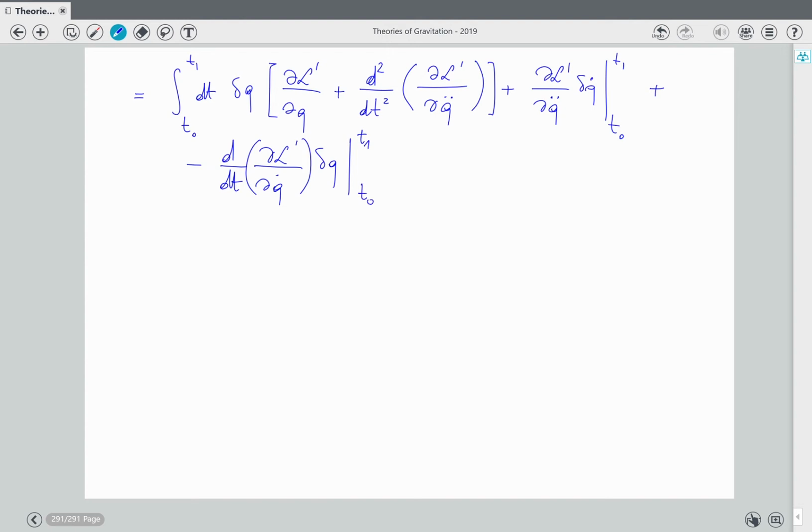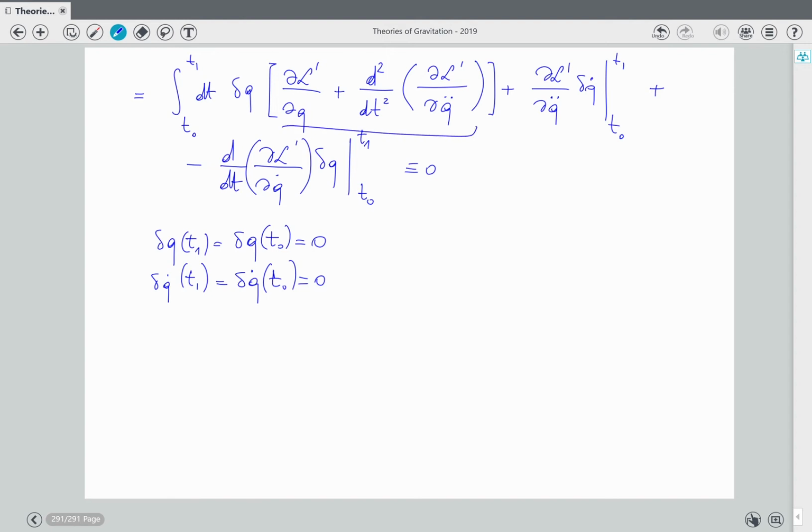T0. Check. Yes. And that should be identically 0. But if that should be identically 0, that means that delta Q at T1 should be equal to delta Q at T0 equals 0, but also delta Q dot at T1 and delta Q dot at T0 should be 0, to have this boundary term disappear.